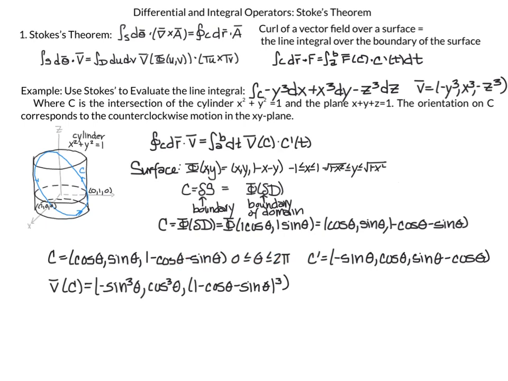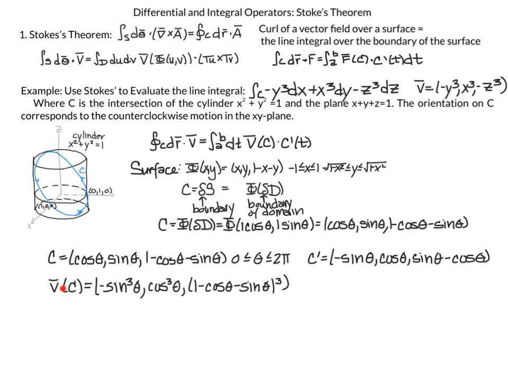Now I can take the derivative of my curve because I will need that in my integral formula over here. So I have minus sine theta, the derivative of sine is cosine theta, the 1 goes away, and I'll have sine theta minus cosine theta. So this is my derivative.